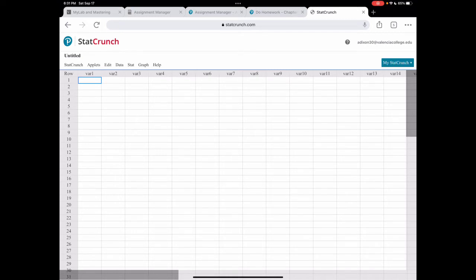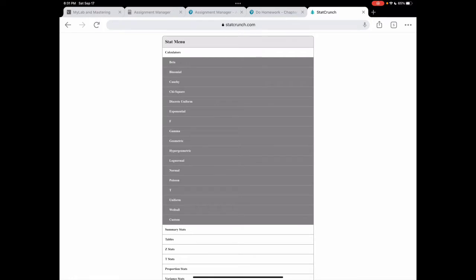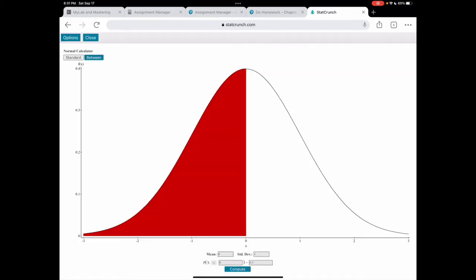All right, so how do we get to calculating the area with these normal distributions? Well, what you're going to do is hit your Stat button. So up at the top, you'll see StatCrunch, Applets, Edit, Data, Stat. We're going to hit Stat, and we're going to select Calculators. And what calculator do we want? We are dealing with the normal distribution. So you're going to select the normal calculator. And it brings up this screen here.